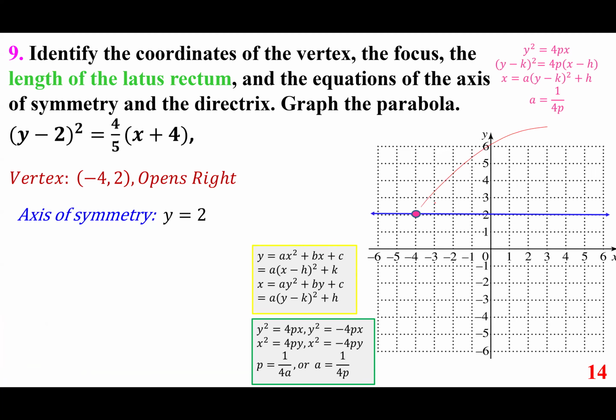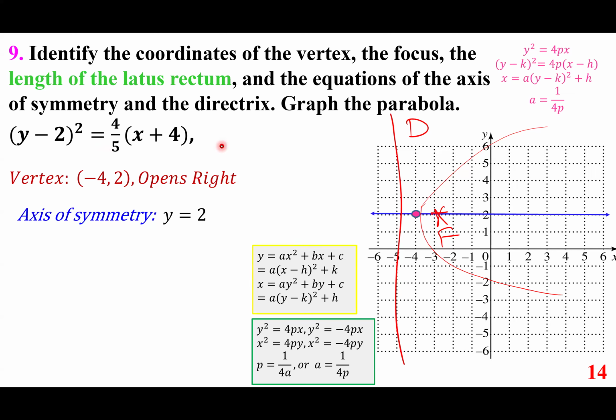it should look something like this. This is not to scale. The focus should be somewhere here, and the directrix must be a vertical line. So that's the information you should get from this. As soon as you recognize two things, location of a vertex and which way it opens. Okay. This is positive, by the way, for 4p.